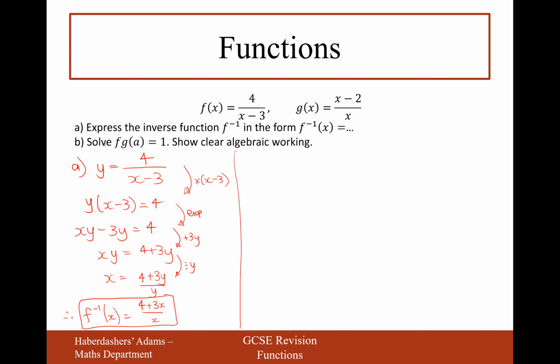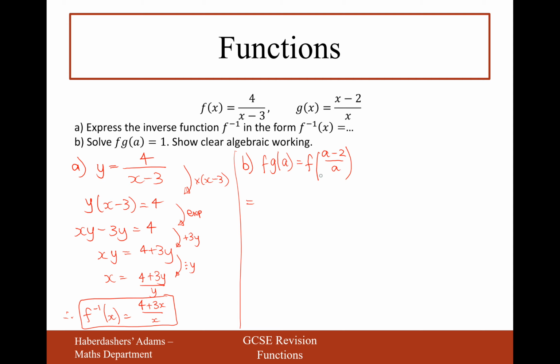Let's now have a go at part B. Solve fg of a equals 1, show your algebraic work clearly. So we'll have to create the fg of a function first before we get started, so that means we put a into the position of x in the g function first. It's always the function closest to the brackets. So it's going to be a minus 2 over a.